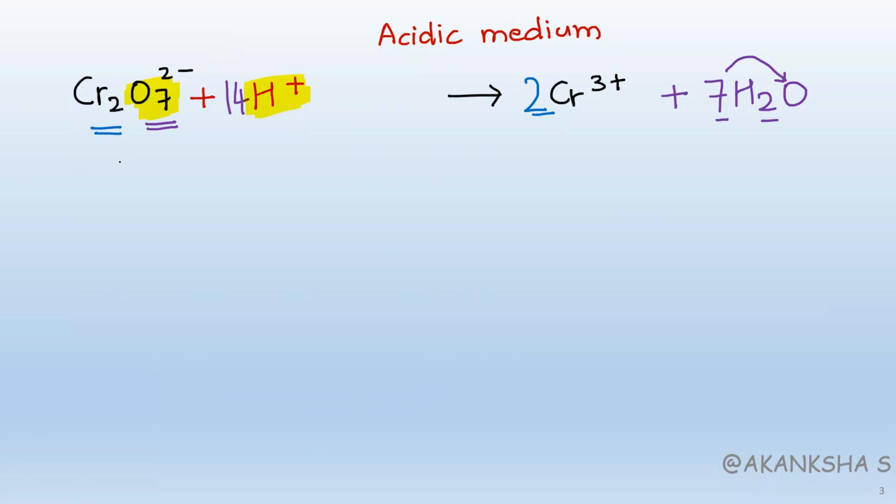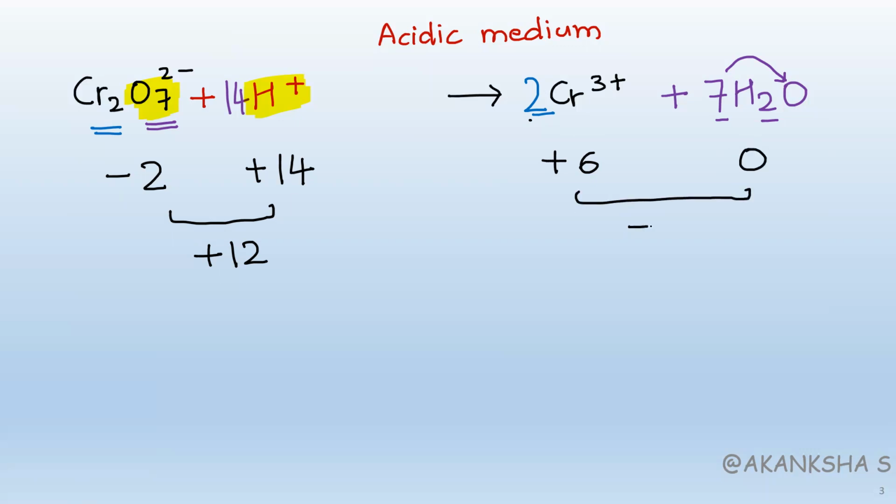So let's see over here for dichromate, we can see a charge of -2. We can see 14 plus charges over here. So together they are going to form +12. So our reactant side has a +12 charge. Let's see over here, we have 2 3s are +6. And any perfect compound formed or a molecule formed has a 0 charge on it. So the product has what charge? Product has a +6 charge.